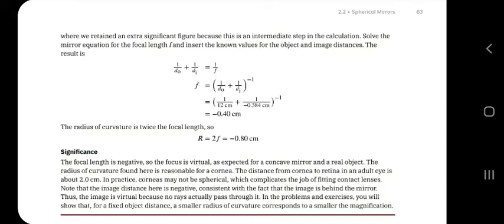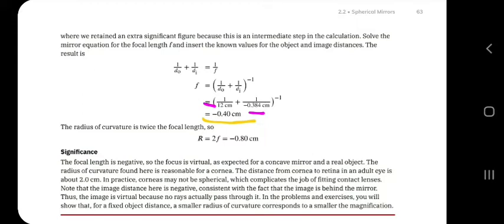So in which the object distance is equal to 12 cm, then the image distance is equal to negative 0.384 cm, raised to the negative 1 power. Then simplify, and we can get the focal length is equal to negative 0.40 cm. So the radius of curvature is twice the focal length.